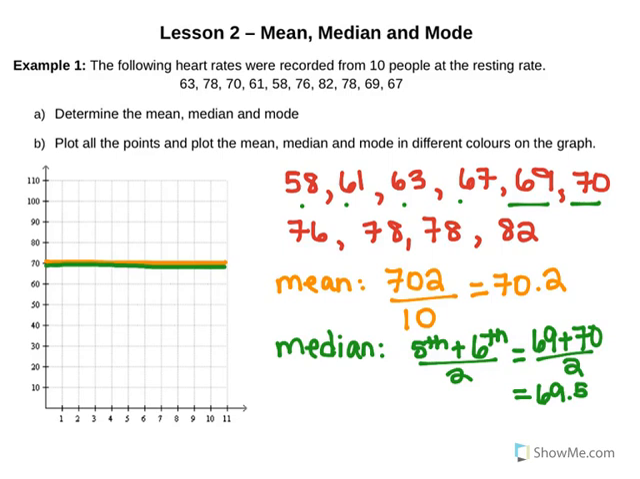Our mode is our number that comes up most frequently. So that would be the number we see most often, which is 78. We have 2 of them. So our mode is 78. So that's going to be way up here.